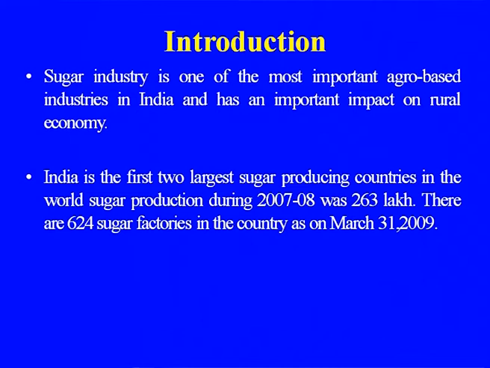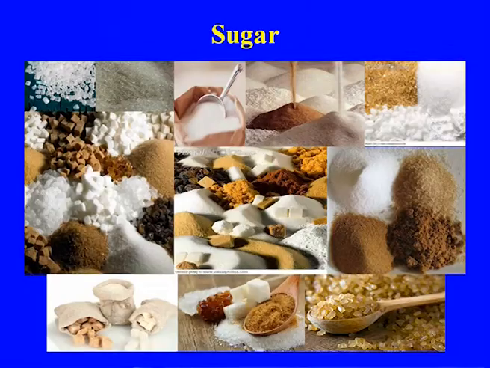As you know, the sugar industry is one of the most important agro-based industries in India and has an important impact on the rural economy. India is among the two largest sugar producing countries in the world, with sugar production during 2007-8 of 263 lakh tons. There are 624 sugar factories in the country as on 31st 2009. Sector-wise breakup is given in other slides, but this is the importance of sugar.